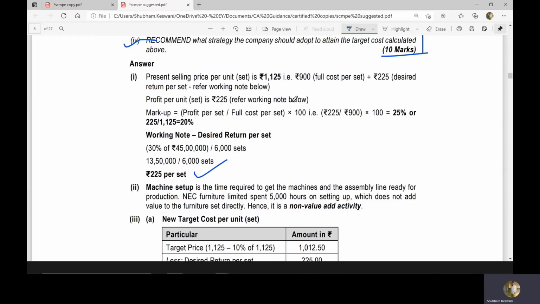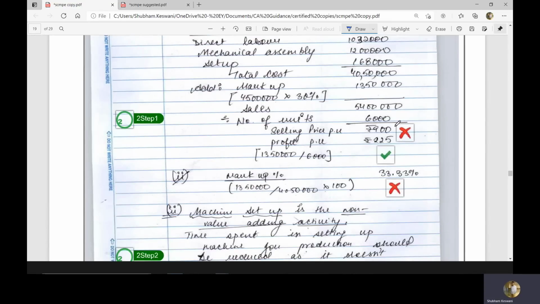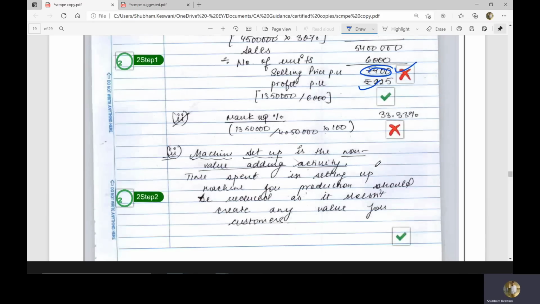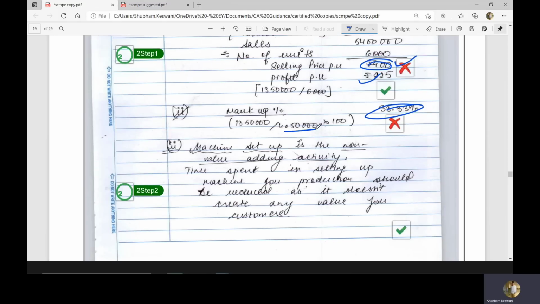225 is the profit per unit, and selling price is 1125. What I did was selling price 900, absolutely wrong. 225 profit per unit, right. Markup percentage automatically goes wrong because I am calculating markup on the wrong base, the denominator that I have taken here.